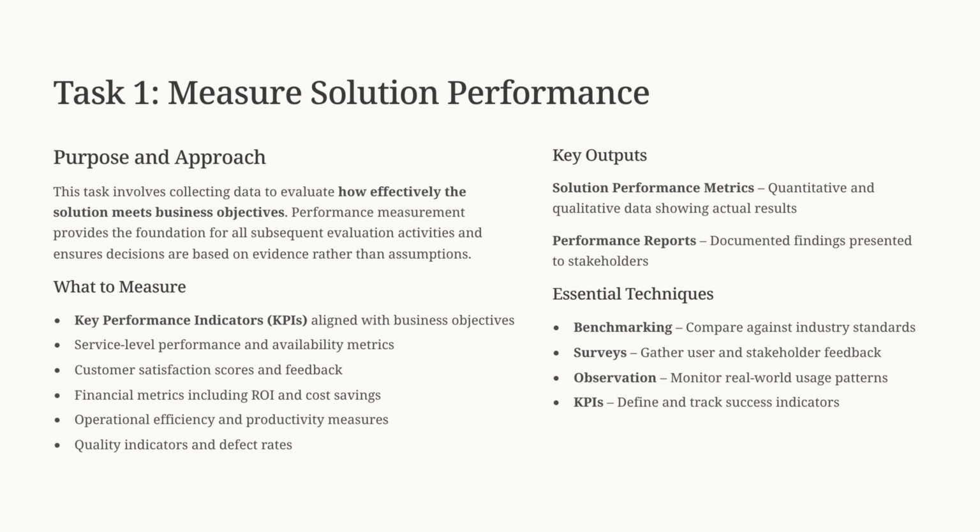Now, once all this data is collected, we compile it into 2 key outputs: a performance metrics report, which includes raw data, and a performance summary, which highlights insights for stakeholders. The techniques we use here are the building blocks of professional evaluation: benchmarking, comparing results to industry standards; surveys, capturing human feedback; observation, seeing how the system behaves in real life; and KPI tracking.